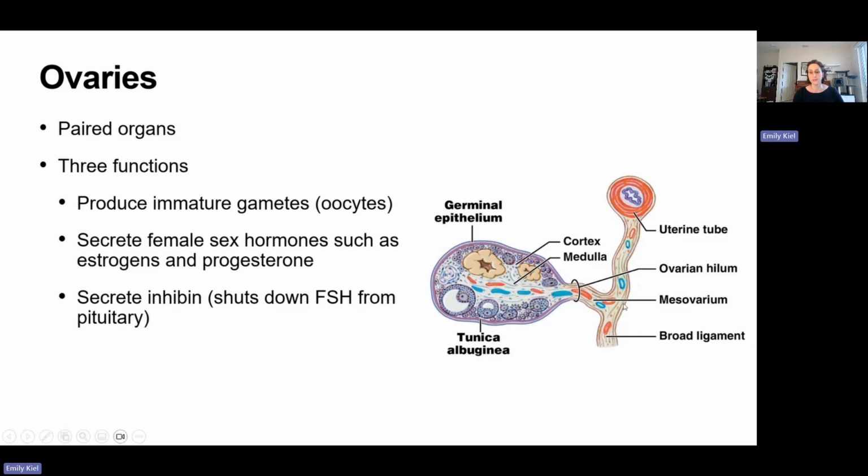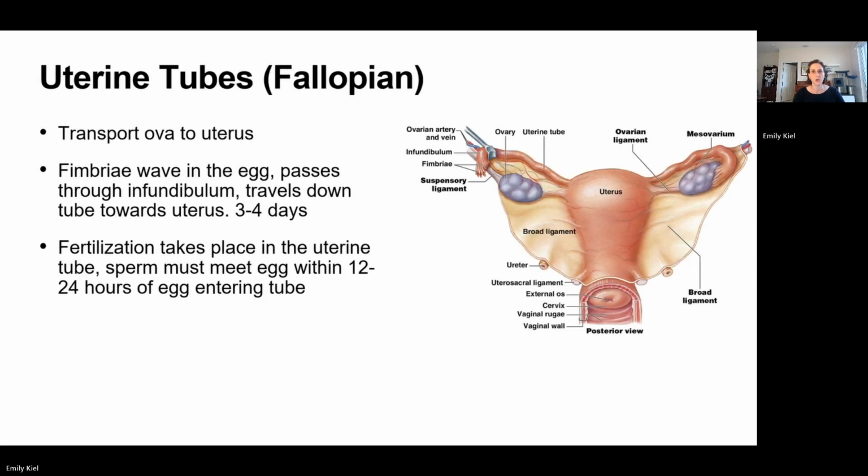From the ovary, you've got this broad ligament and the mesovarium that are attaching the ovary in place. And then you have your uterine tube, otherwise known as the fallopian tube, which is how the eggs are going to travel from the ovary to the uterus. So here is our ovary, and then we have our uterine tube right here. And then we have these fimbriae here at the end of that uterine tube.